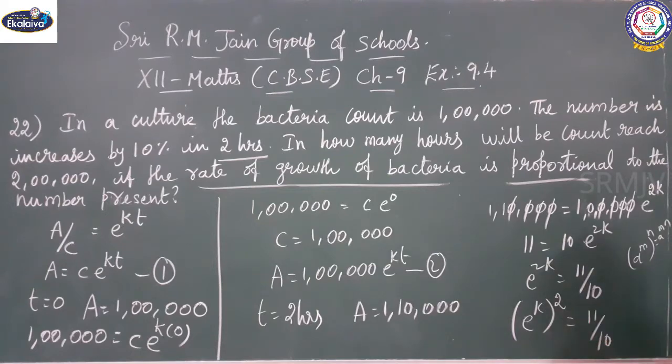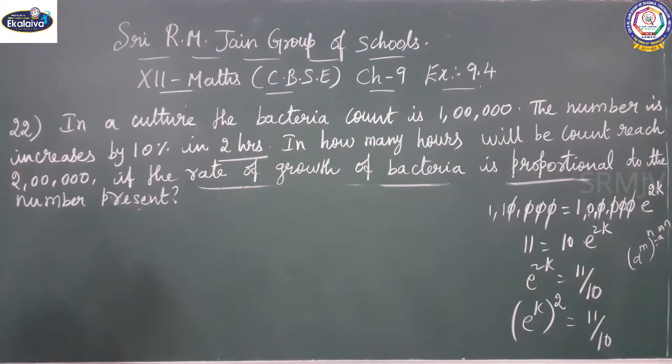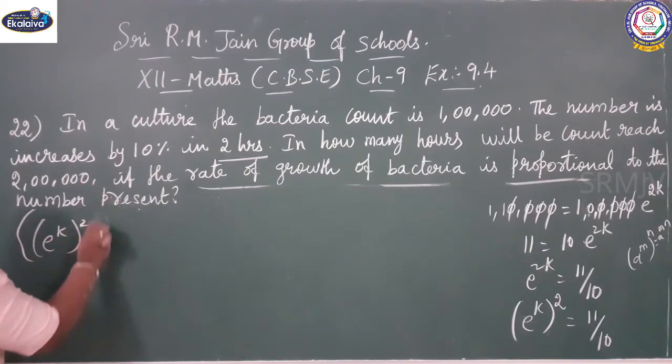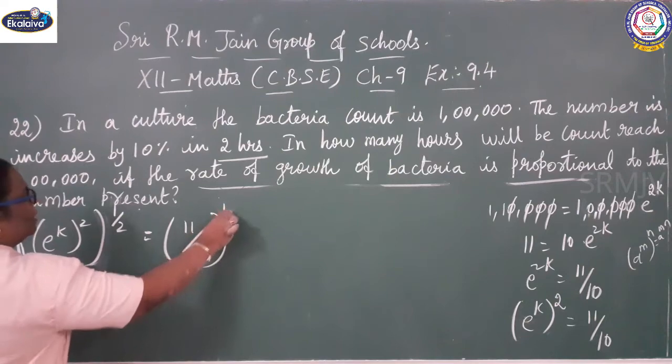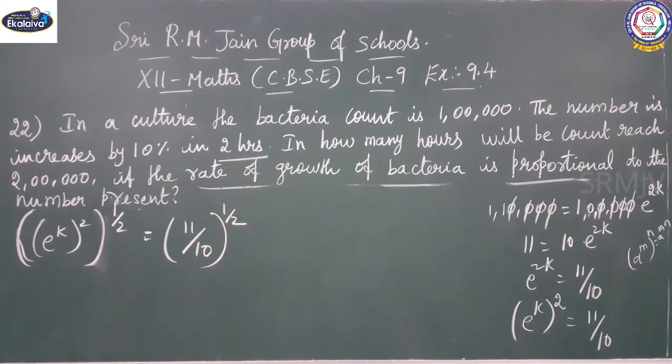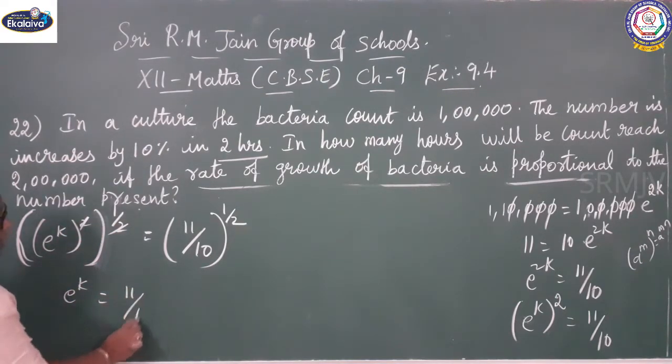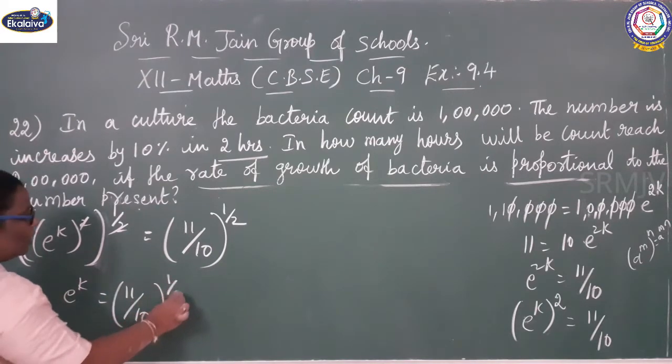But I need the value of k. So raising the power 1 by 2 on both the sides: e power k whole square, the whole power 1 by 2, equal to 11 by 10 whole power 1 by 2. The 2 gets cancelled. So e power k equal to 11 by 10 whole power 1 by 2.